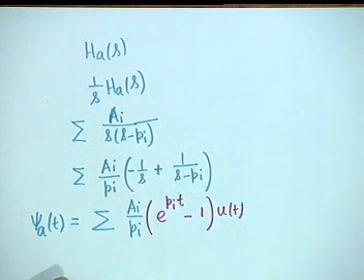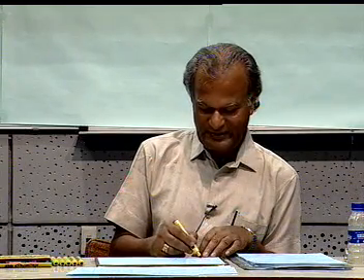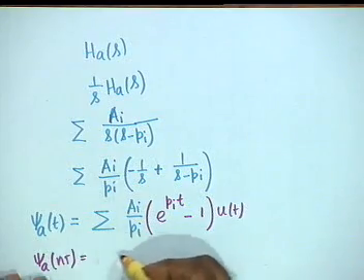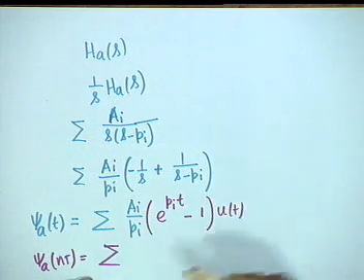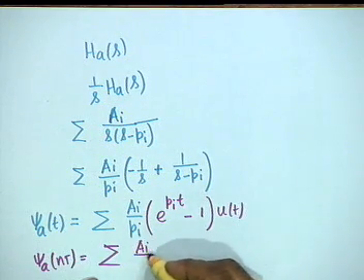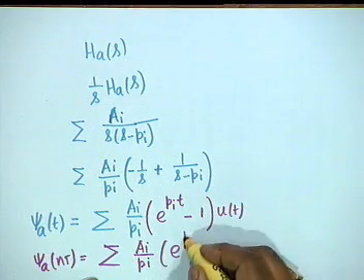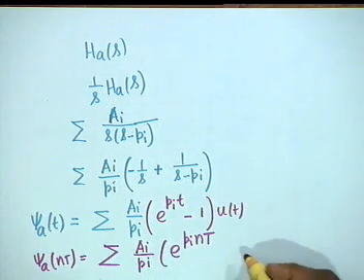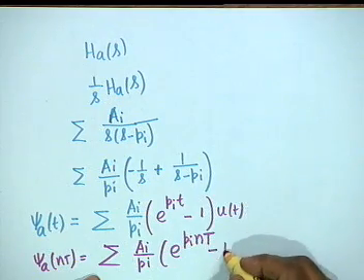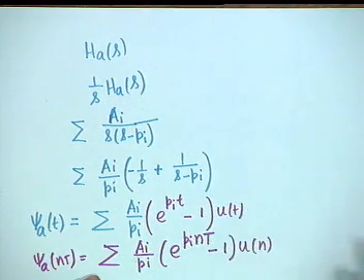Now, I want to see if we sample this, then we shall get a step response of a digital filter, okay. That is, if we sample this, psi A of nT shall be equal to summation A sub i divided by p sub i, e to the power pi nT minus 1, u of n, okay.